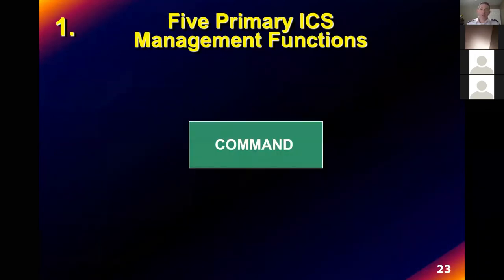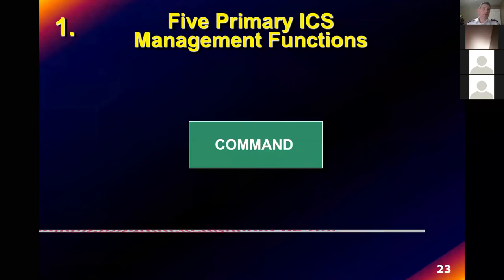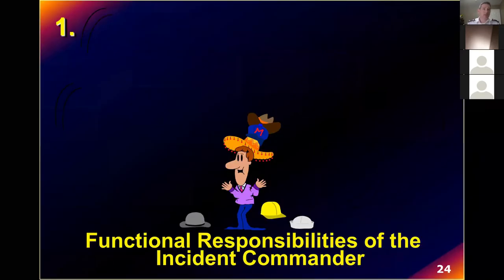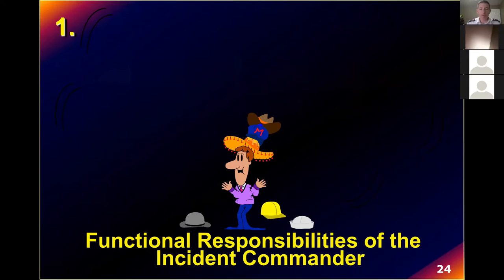All right, so again, command. The command function is directed by the incident commander. Pretty straightforward, yeah? Talk about the functional responsibilities of the incident commander. They have a lot of responsibilities, as anyone who's been in command knows, and those responsibilities increase if they don't delegate the other sections to another person.